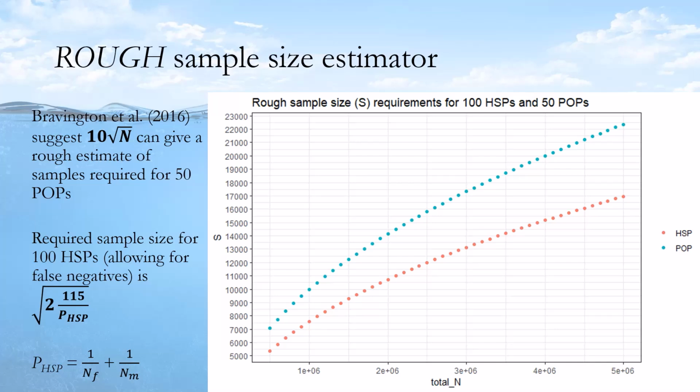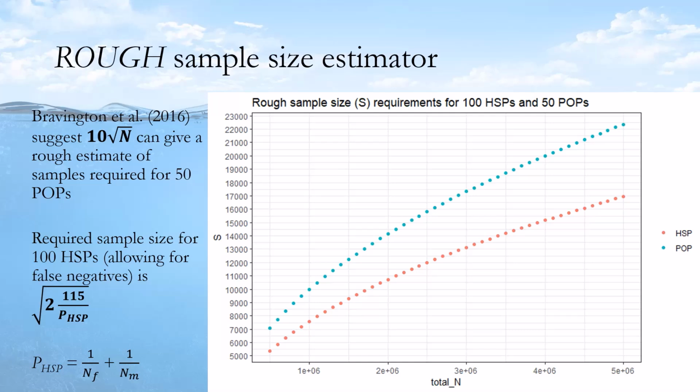These are very rough numbers, and there are a lot of assumptions that go into these calculations, so they should not be used for anything other than obtaining a preliminary idea of a ballpark number of samples. Mark Brovington has called this, quote, the laugh test. But it can be helpful very broadly.